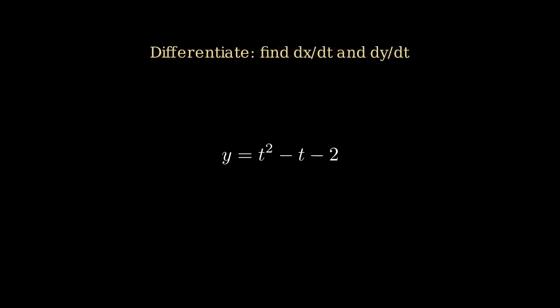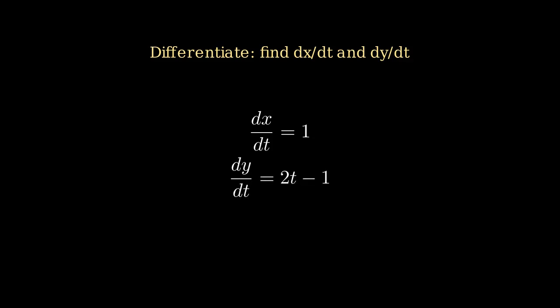Step 3. Find dx/dt and dy/dt separately. Differentiating x equals t gives dx/dt equals 1. Differentiating y equals t squared minus t minus 2 gives dy/dt equals 2t minus 1.